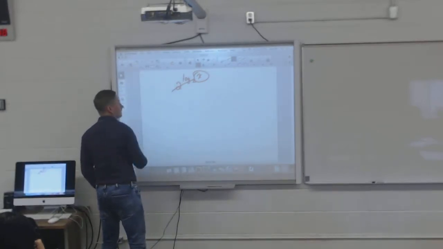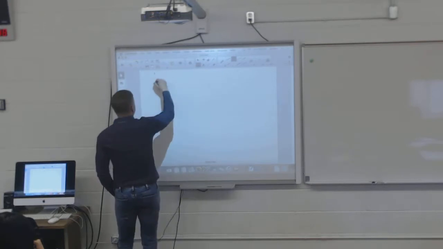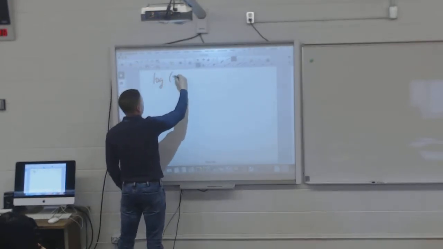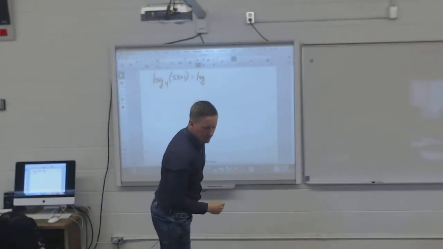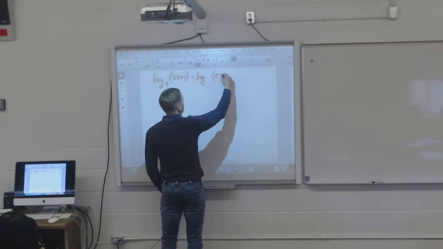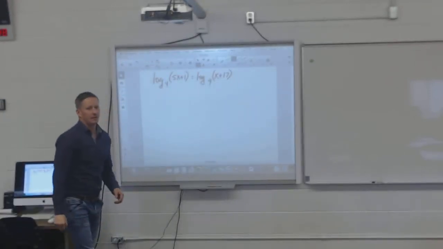So, I'm on page 282. I got log of 5x plus 1 to the base 4 is equal to the log of x plus 17 to the base 4, is that right? Okay, this one's an easy one.